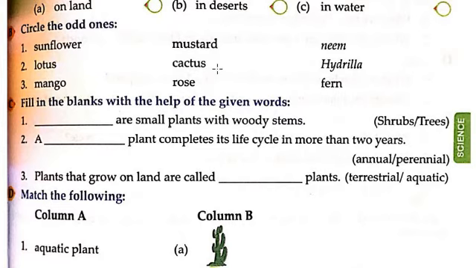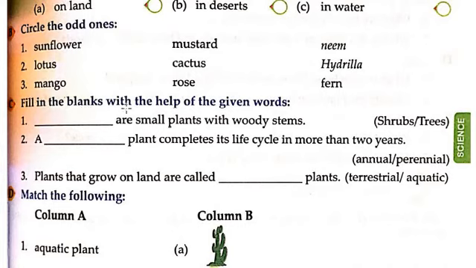They grow in water. 3. Mango, rose, fern. Which one will we circle? Fern is the odd one because rose and mangoes are flowering plants. Fern is a non-flowering plant.